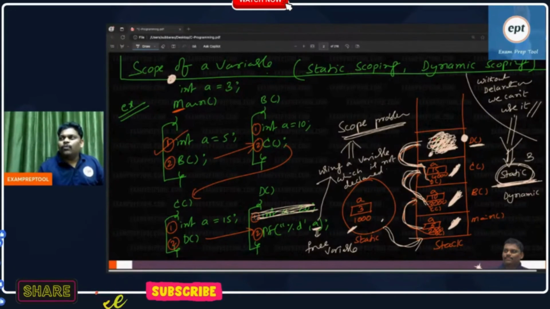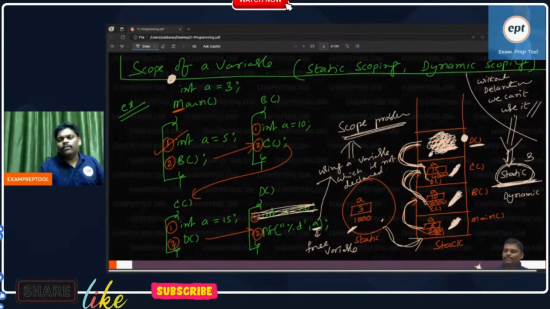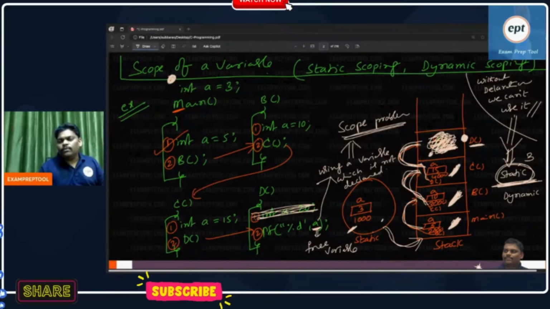You are on the 10th floor of the building. Some problem came. Go to the 9th floor. There also some problem. Go to the 8th floor. The 8th floor also has some problem. Go to the 7th floor. So that is one idea. Dynamic scoping is one idea. One more idea: static scoping.